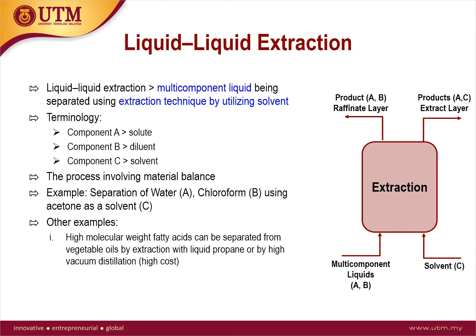Liquid propane is a chemical with the chemical formula C3H8, composed of the elements C and H. This propane solvent will attract the fatty acid from vegetable oil and build up an extract layer, while the remaining fatty acid inside the vegetable oil will leave the liquid-liquid extractor as a raffinate layer.